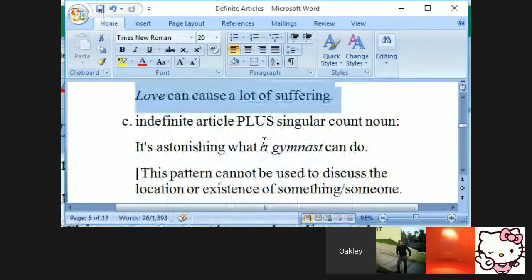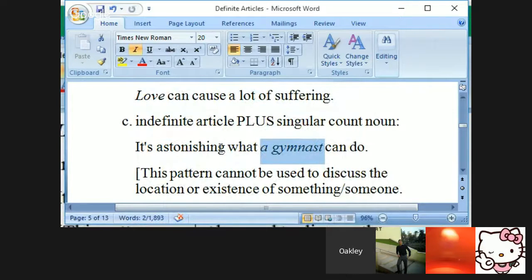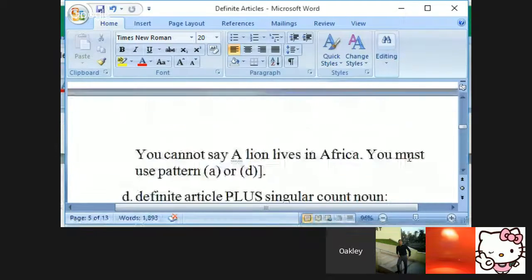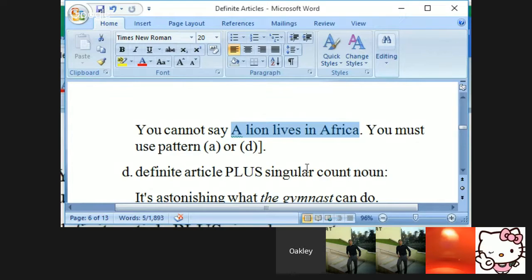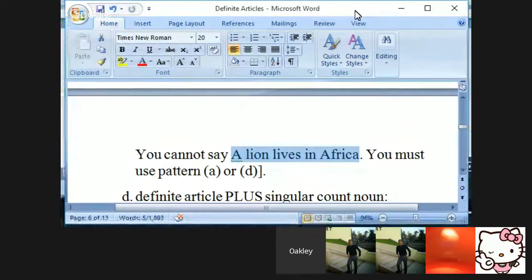It is possible to do it in other ways by counting. A gymnast uses the indefinite article with the singular countable noun. But you have to be a little careful with this one because sometimes it can be wrong. For example, you cannot say a lion lives in Africa. You cannot use this method if you're talking about the existence of a thing that is part of a group. It won't work. It will be confusing. So this can be a problem.